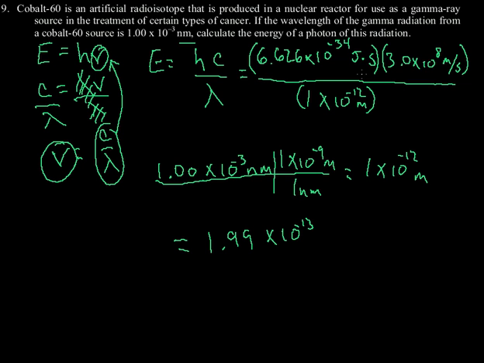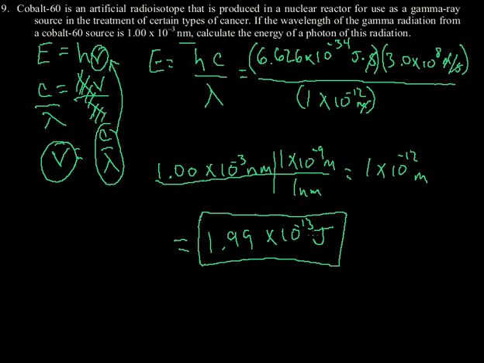Well, what are my units going to be? Let's see. I've got a meter down below, and I've got a meter up here, so our meters are going to cancel. I also have a second here, but I also have a per second here, so a second per second. That's going to cancel those out. And all we're left with is joules. And luckily for us, joules are a unit for energy. So the amount of energy in this photon is 1.99 times 10 to the negative 13 joules.